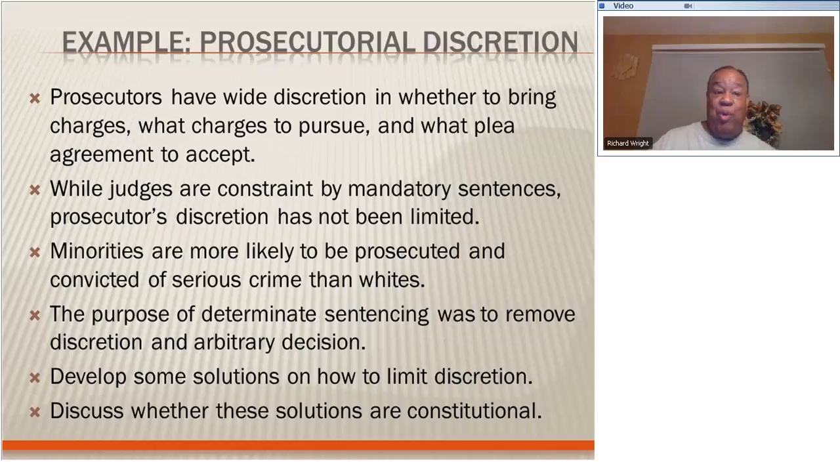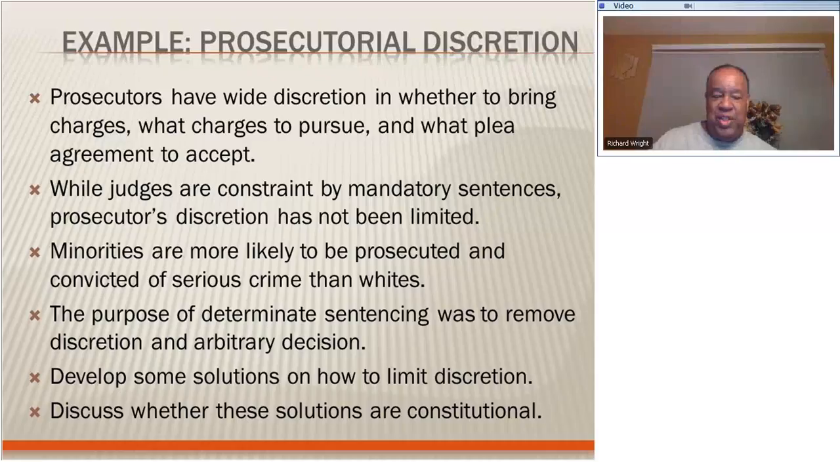Prosecutors, as I already said, have wide discretion in whether to bring charges, what to charge, and what pleas to accept. Judges, on the other hand, once you get to that point, are constrained by what we call mandatory sentences. With mandatory sentences, there's what the statutes say, and the judges can't change that. What can change, though, is if the charges are decreased, then that happens. But normally that doesn't take place. This is a fact: minorities are more likely to be prosecuted and convicted of serious crimes than whites. What's this based on? Statistical data.